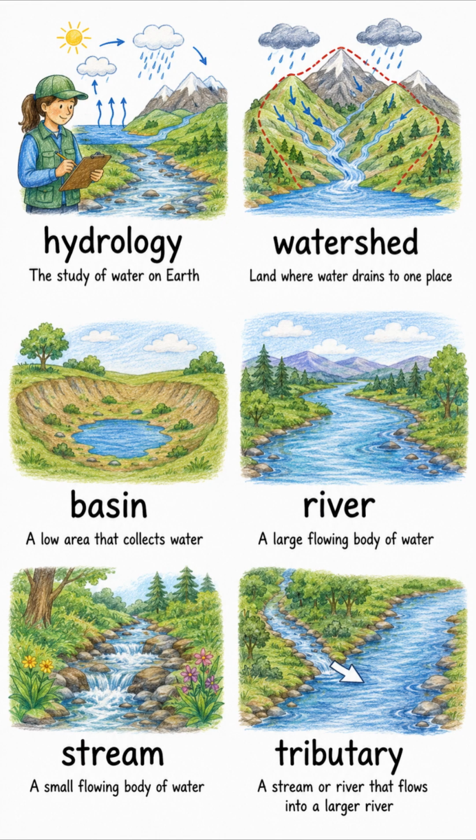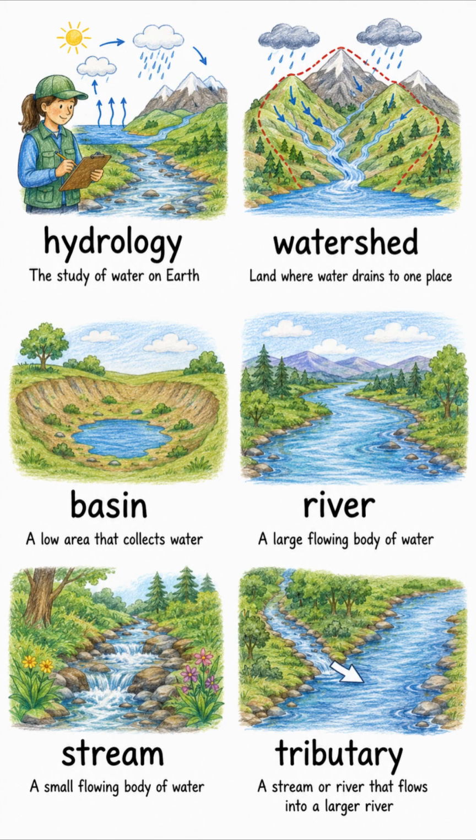Hydrology, the study of water on Earth. Watershed, land where water drains to one place. Basin, a low area that collects water. River, a large flowing body of water. Stream, a small flowing body of water.